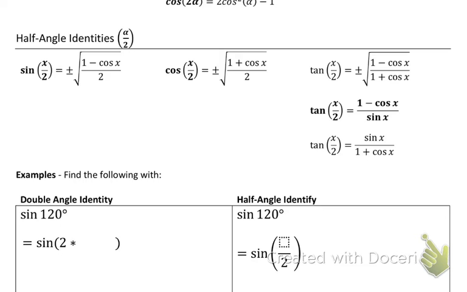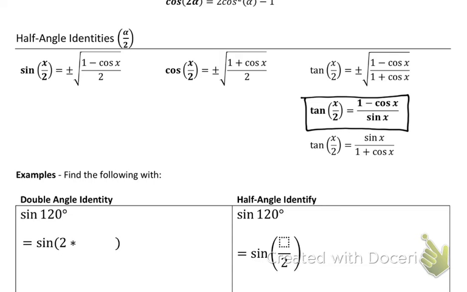Finally, tangent has 3 different half-angle formulas. I have one bolded. If you have a choice, use this one. If you have a choice like we'll have today, use this one. Wait, for what? When we're using these half angles. We'll see when we get to the problems.